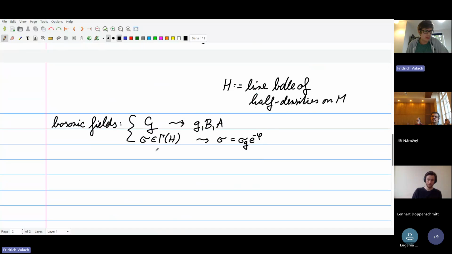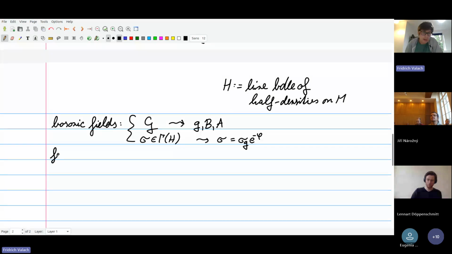This might look strange and unnatural, but in fact this is quite common in the physics literature. Already in the beginning of the 90s, in Siegel's paper on generalized geometry, this is what he is literally doing. He just calls it capital phi, and he says that capital phi squared is a density, which is just to say that sigma is a half density. So this is a natural thing to do. Okay, so these are the bosonic fields.